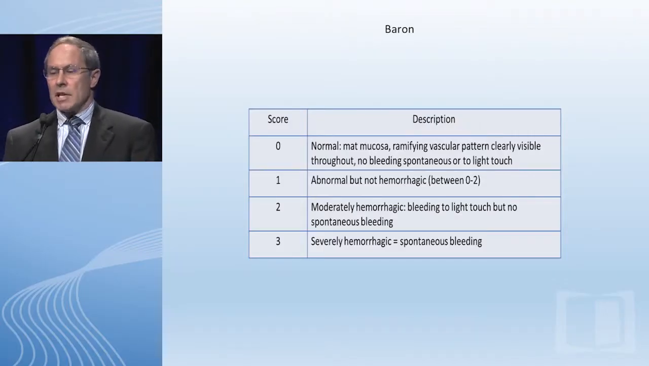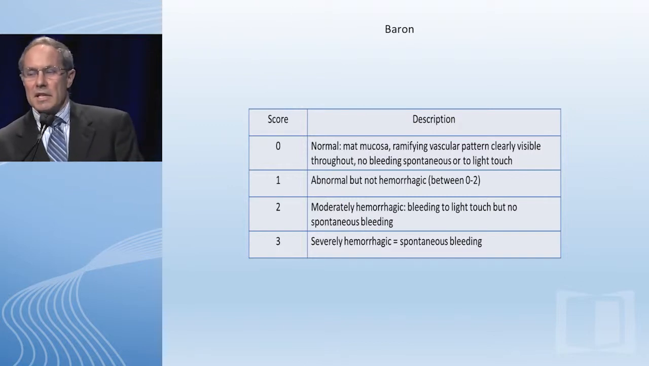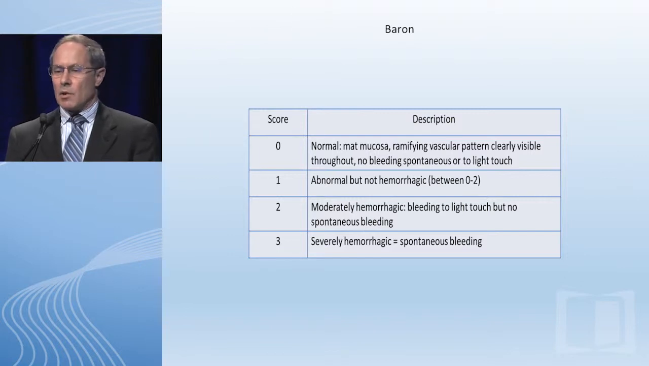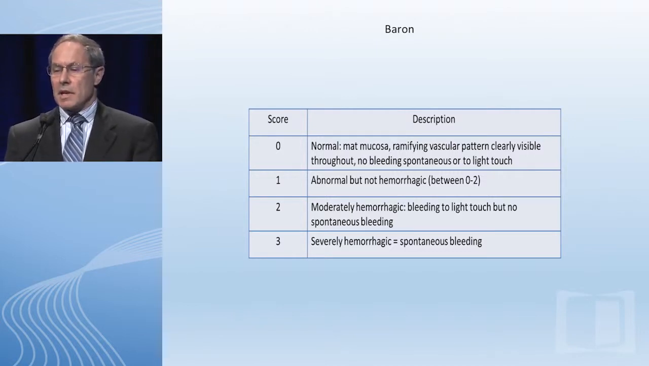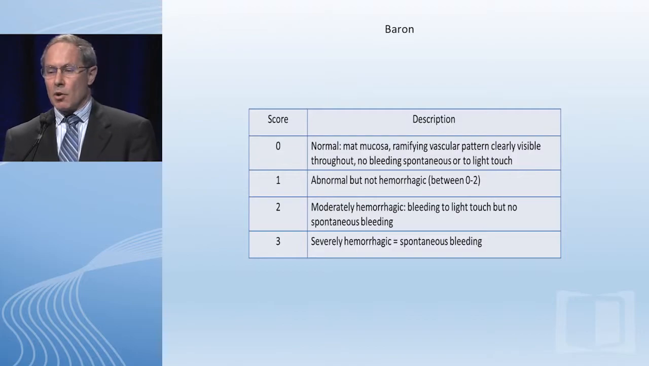There are some historic scores that exist, and one of these is the Baron score, and I'm not going to go into any great detail here, but this was based largely on the amount of bleeding that was associated with the sigmoidoscopy or colonoscopy exam, with very little reference to ulceration. So again, this was looking at bleeding as a manifestation of UC and severity.